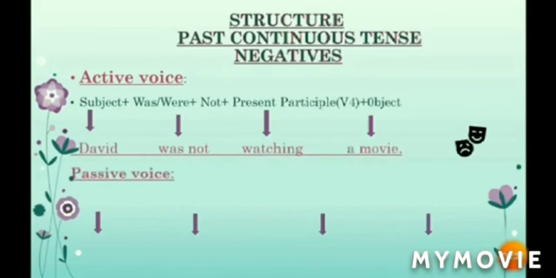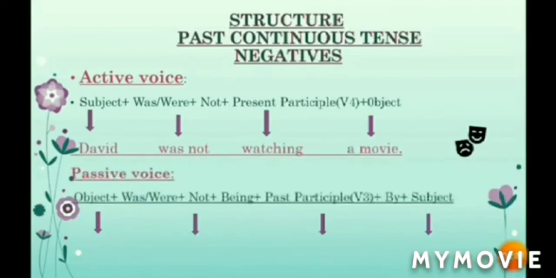With the addition of not, the passive structure is object plus was or were plus not plus being plus past participle plus by and then subject. A movie was not being watched by David.